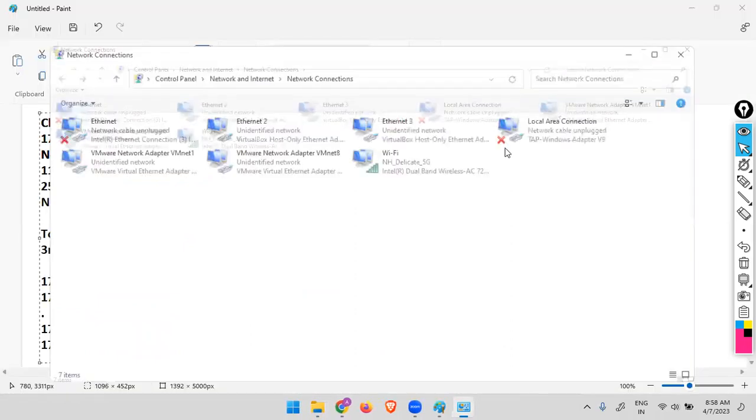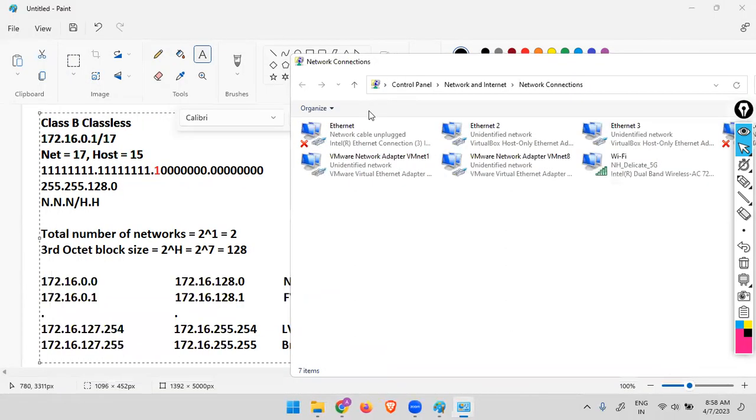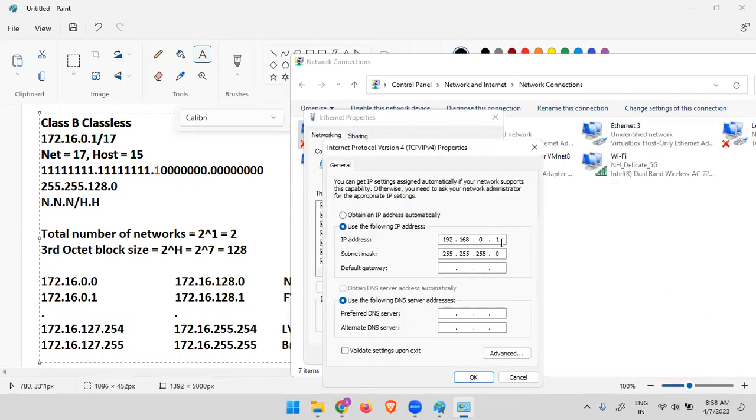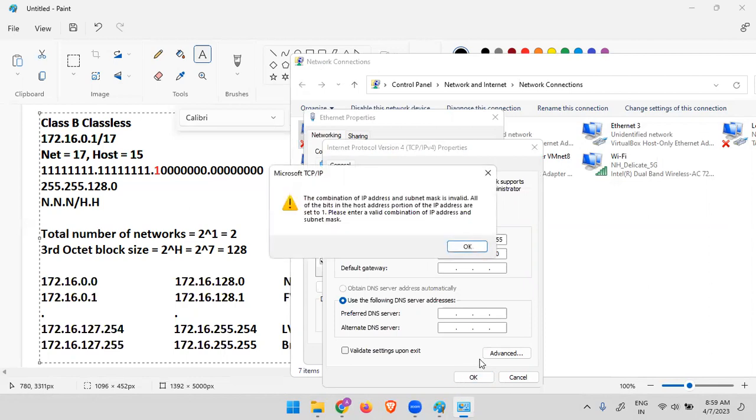Okay, no need to get confused. Just practically we can perform it. I will use the IP 172.16.127.255, correct? And the subnet mask I'll use 255.255.128.0, correct? Error. What is the error?